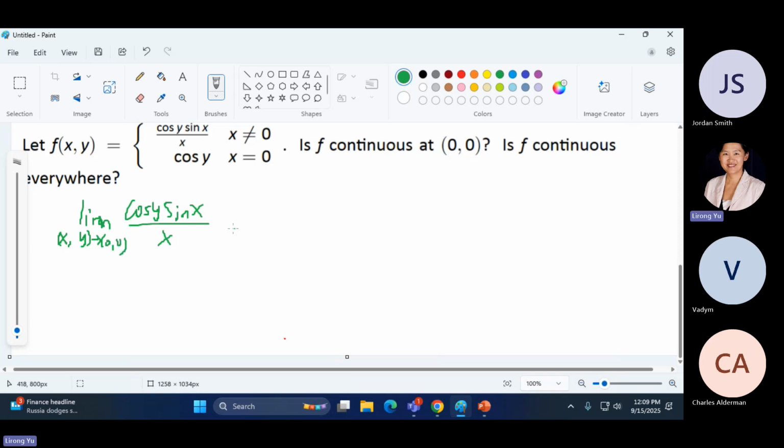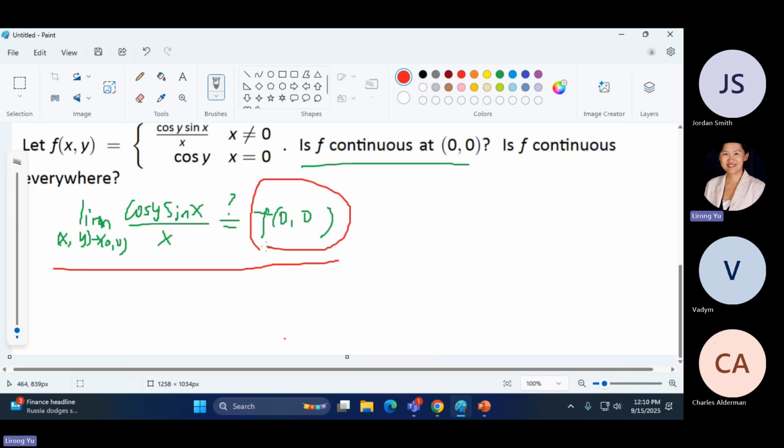Approaching (0, 0). Is this equal, question mark, to the function value f(0, 0)? To answer the first question, you check whether these two are the same. Now f(0, 0), that's when x equals 0, so you have to use the second formula for the computation. With x equal to 0 and y equal to 0, using the second formula, cosine 0 equals 1.